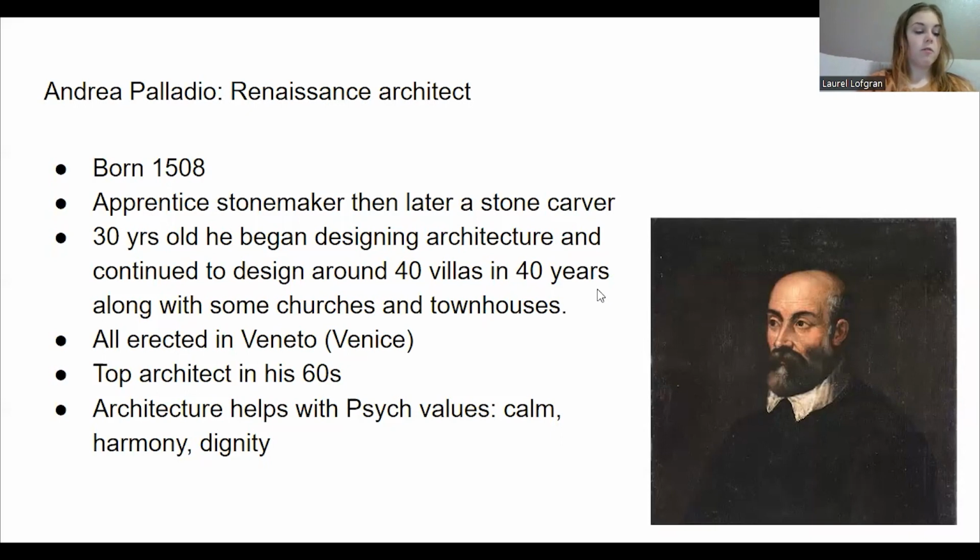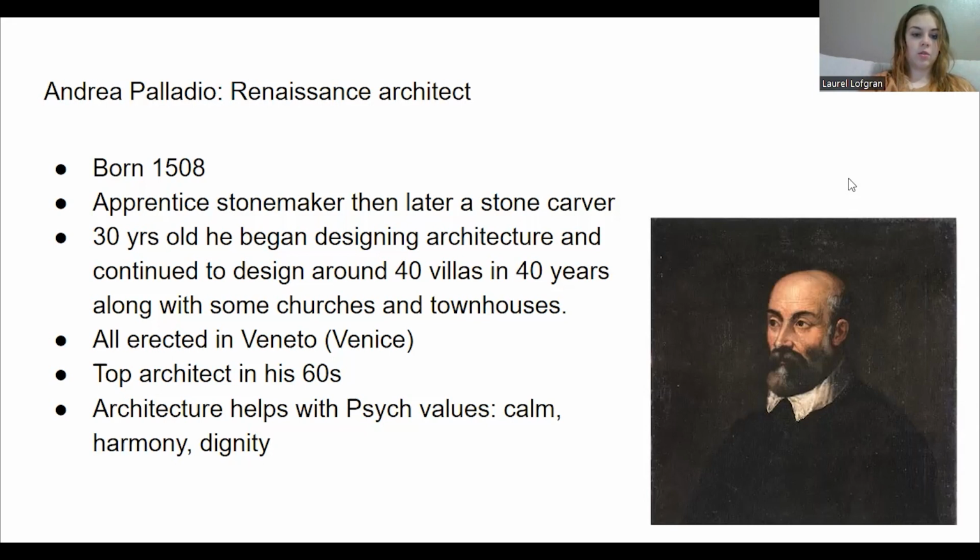He did that for about 40 years. He designed around 40 villas, and then some churches and townhouses in that time as well. All of them were erected in Veneto, the capital of which is Venice. He was voted the top architect once he hit his 60s, which was pretty cool. And he believed that his architecture was to help with psych values, which were calm, harmony, and dignity.